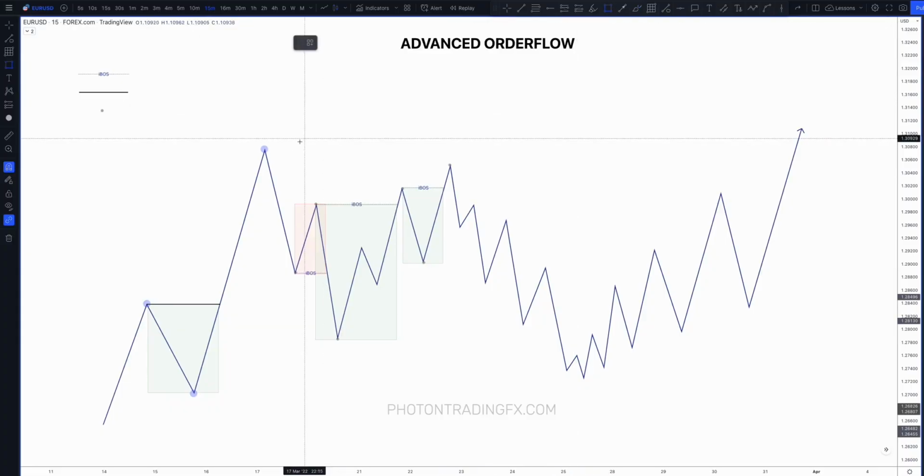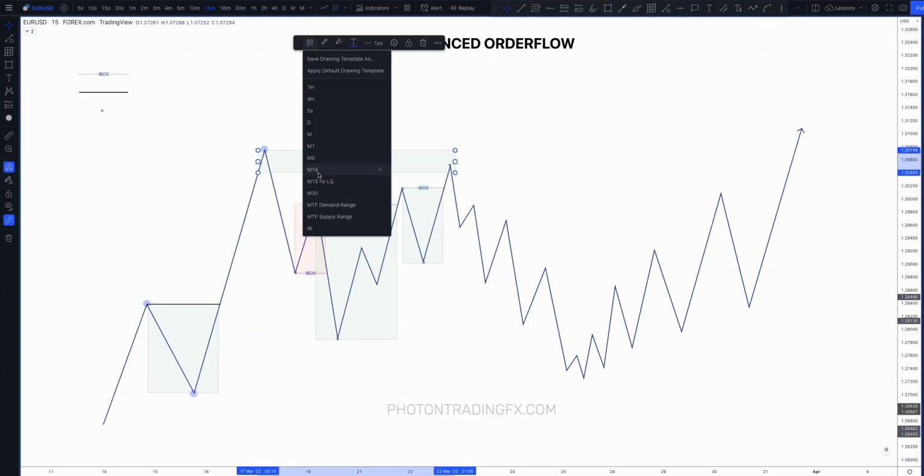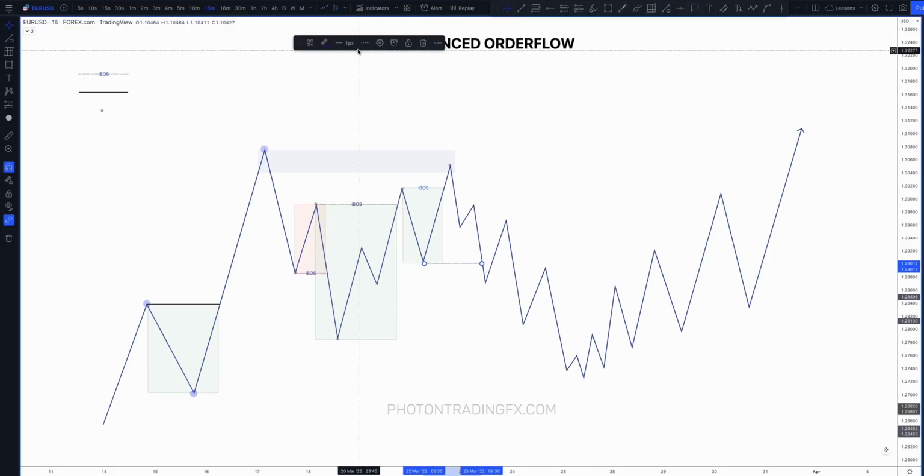But as we can see, price probably mitigates some supply within here, from that weak swing high. Sometimes that can happen, it can play out. And then what happens? Instead of price continuing to form an internal high low, we get a bearish internal breaker structure.